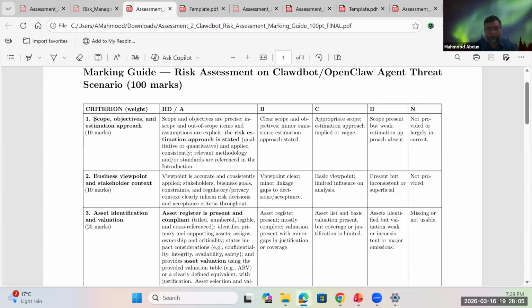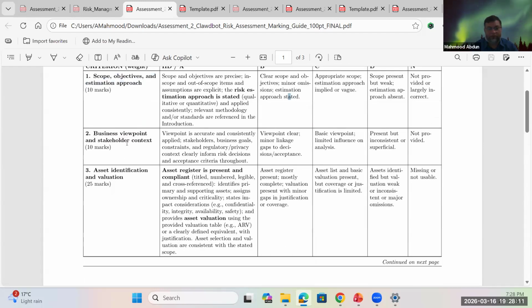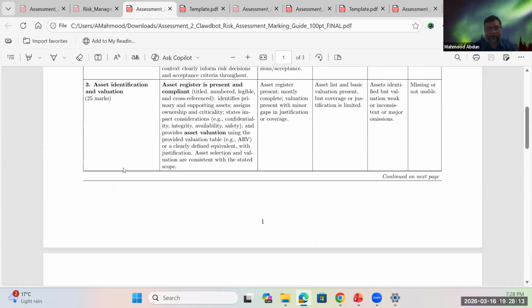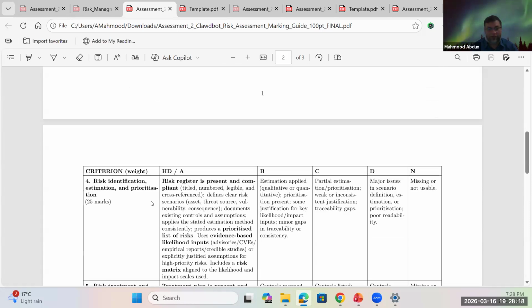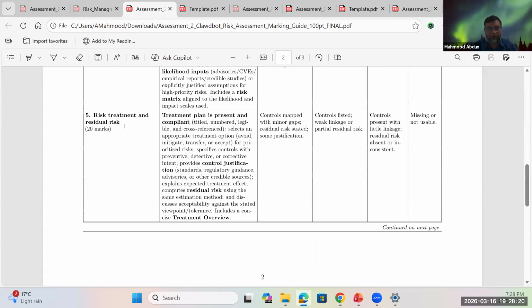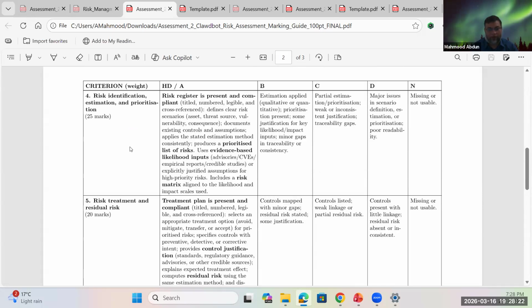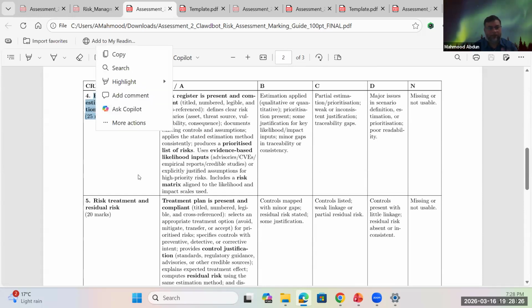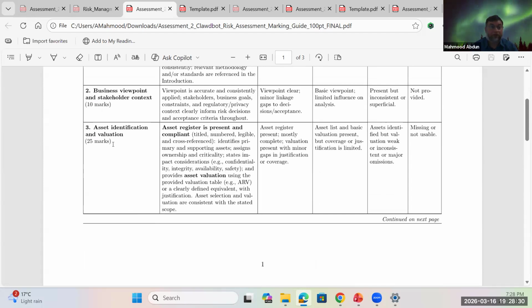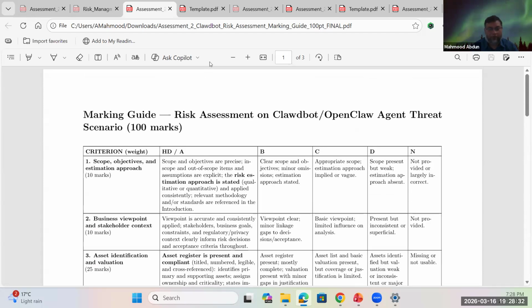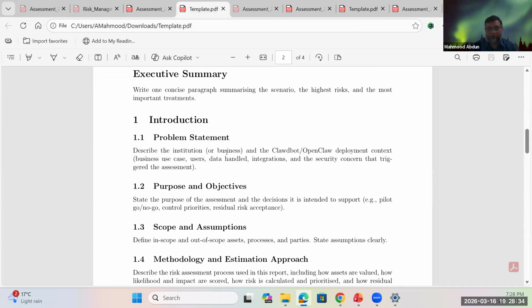There's 10 marks for scope and objectives, and there are different grades depending on how well it has been done. There's business viewpoint, asset identification, valuation. Please go through this at your own pace. Risk identification and estimation is 25 marks. Risk treatment and residual is 20 marks. That's because the risk estimates and so on will probably take the bulk of your time. That's why this is slightly less. Asset identification is also important, and so on. Anyway, so the template looks like this.